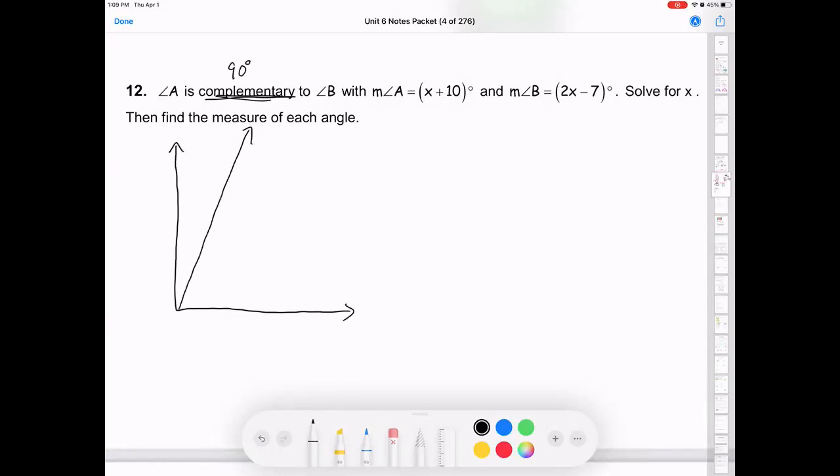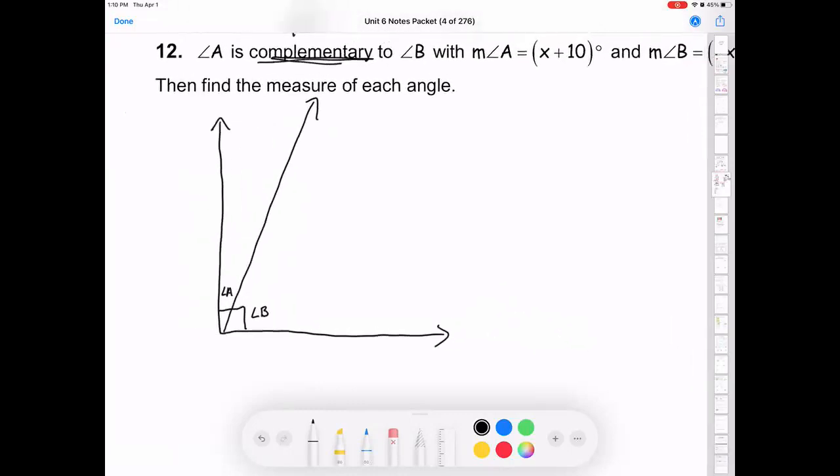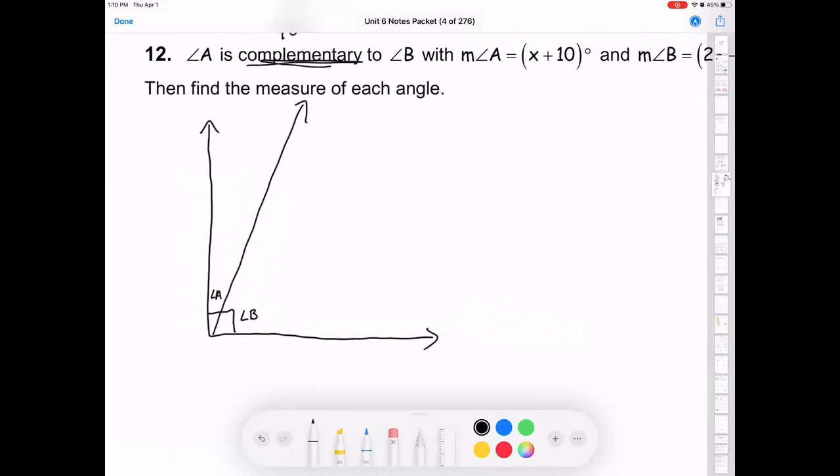There we go. So our right angle is located right here, and angle A is going to be this one. We'll zoom in a little bit. So this is angle A here, and this is angle B. And it tells us that angle A is this x plus 10.